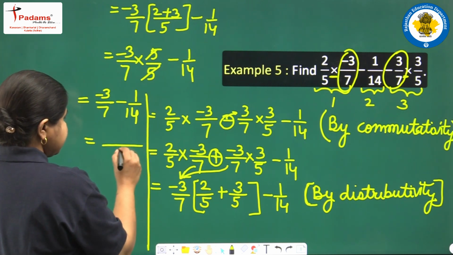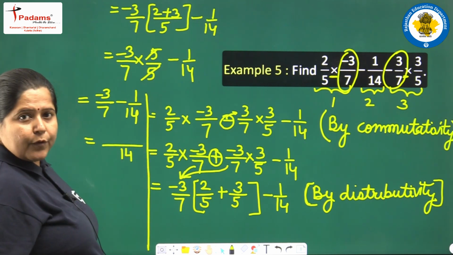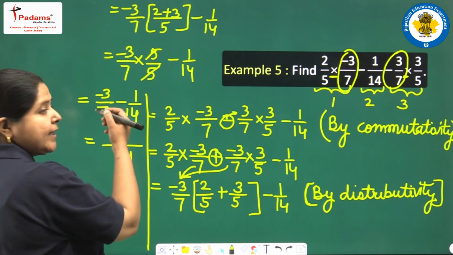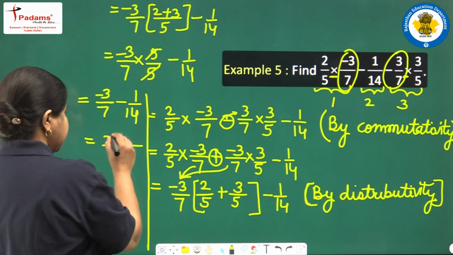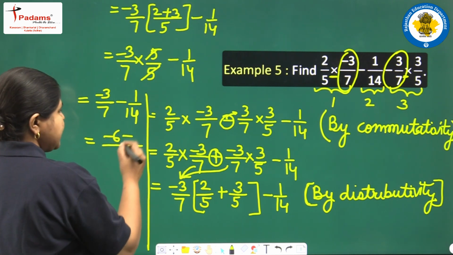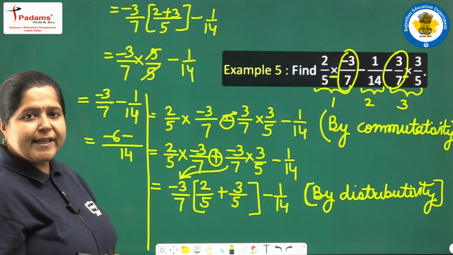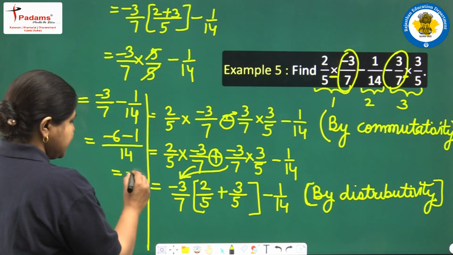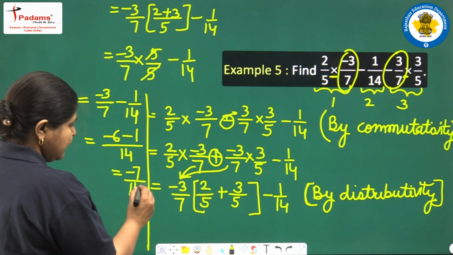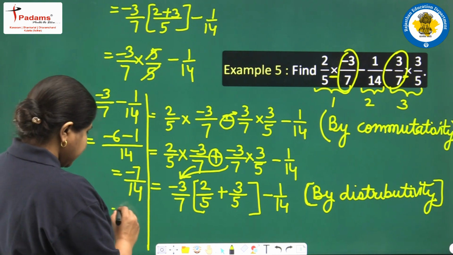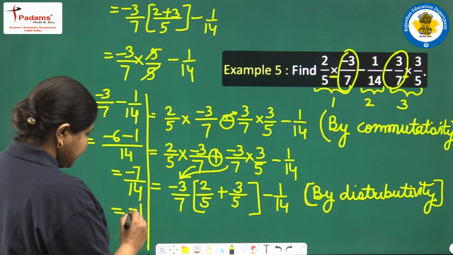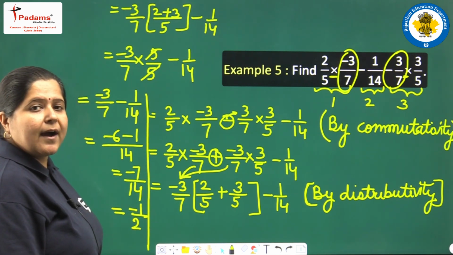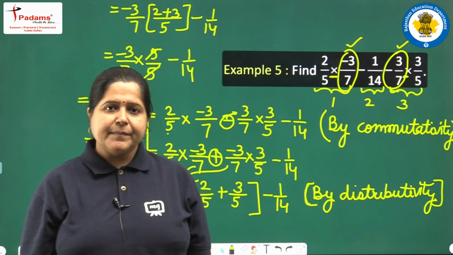Again take the LCM, it will be 14. 7 2s are 14, so 3 2s are 6. This will give us minus 6, minus 14 1s are 14, so 1 will remain as it is, minus 1. This gives us minus 7 upon 14. Again on cutting it by 7, we get minus 1 upon 2. This is your answer. So these were the examples from your book.